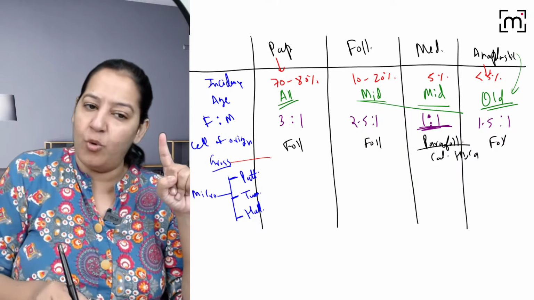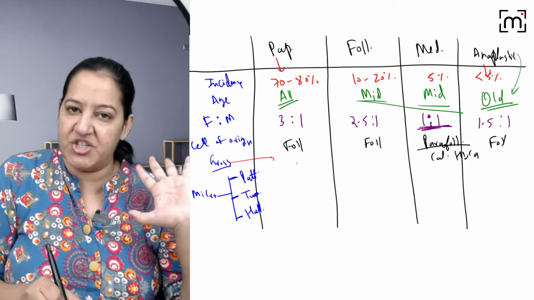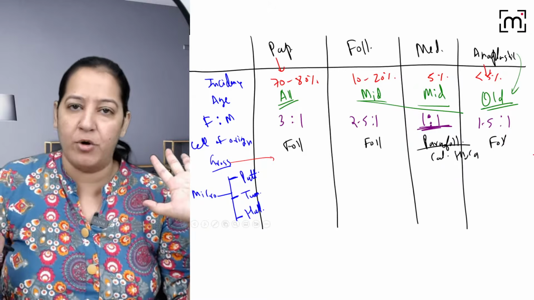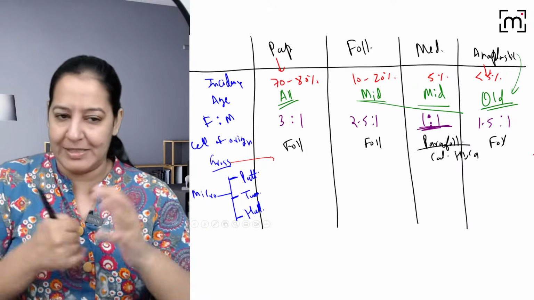Gross is important only for papillary. The papillary projections can be seen. The rest of the gross findings are not important, not for theory, not for MCQs.